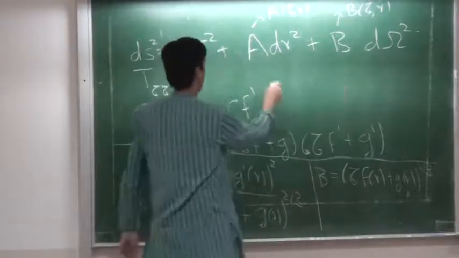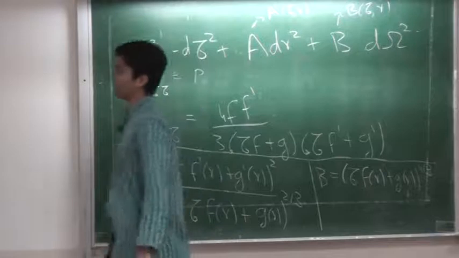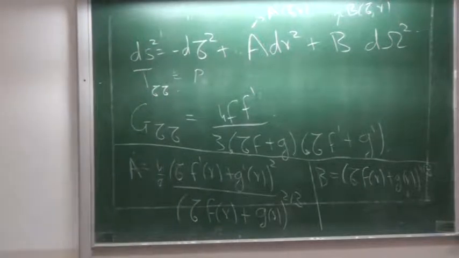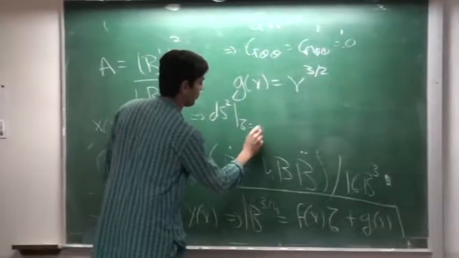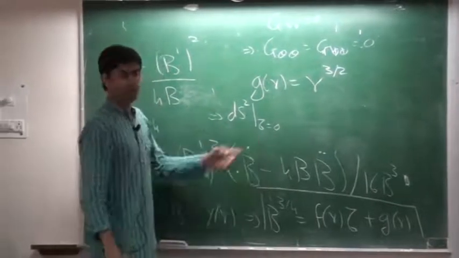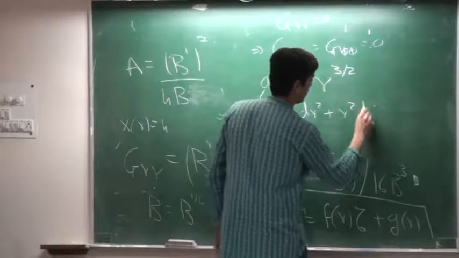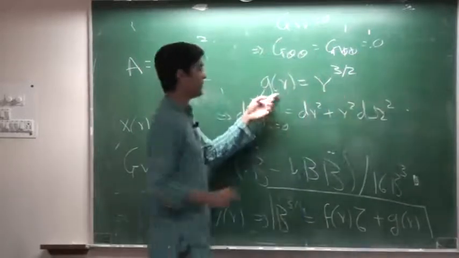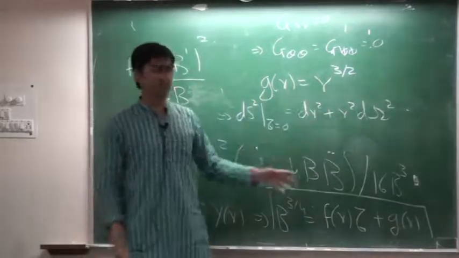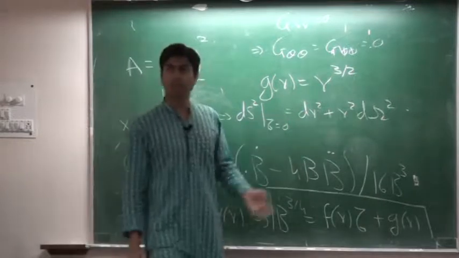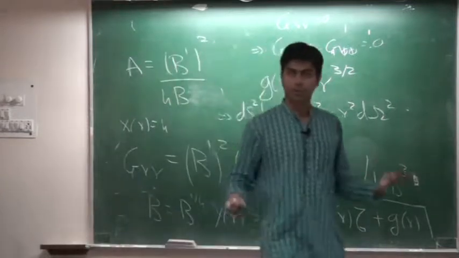Okay. So with these choices, this means that if you look at the length element restricted to tau equal to 0, restricted to this hypersurface with tau equal to 0, that just becomes dr squared plus r squared d omega squared. So that's the significance of this choice, which is G of r is r to the 3 by 2. It tells you that this length element becomes dr squared plus r squared d omega squared.